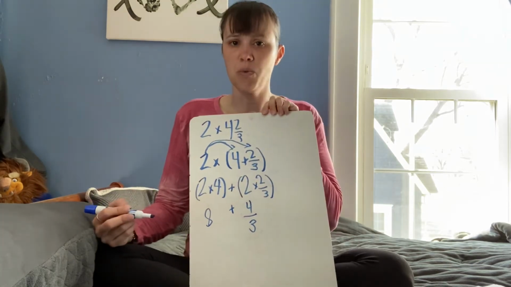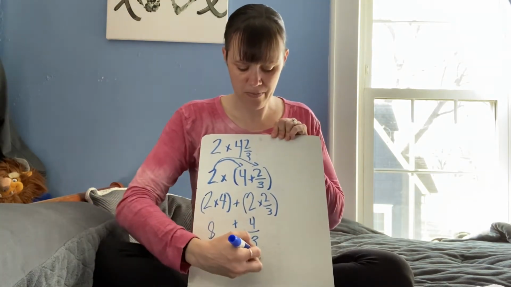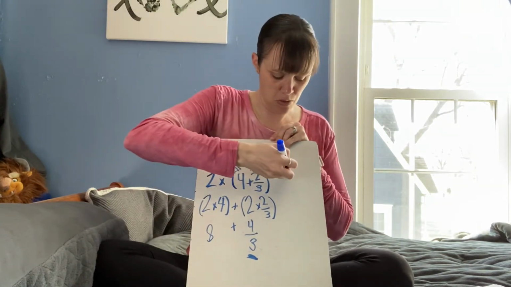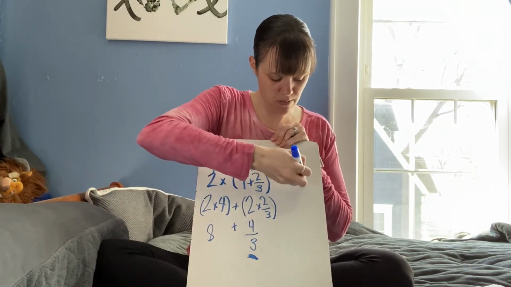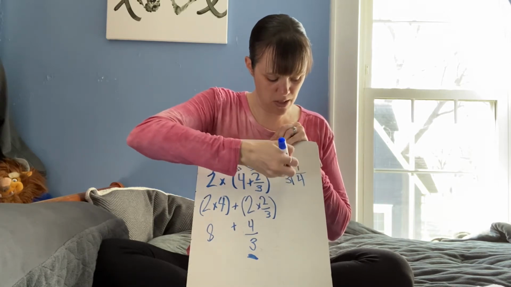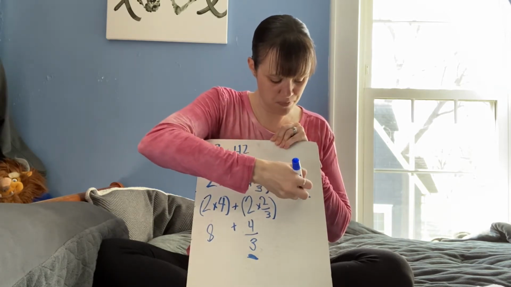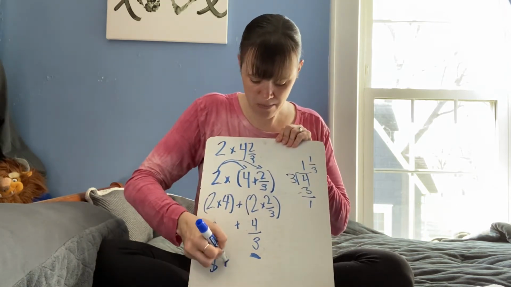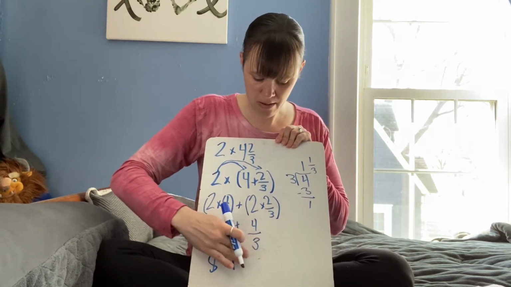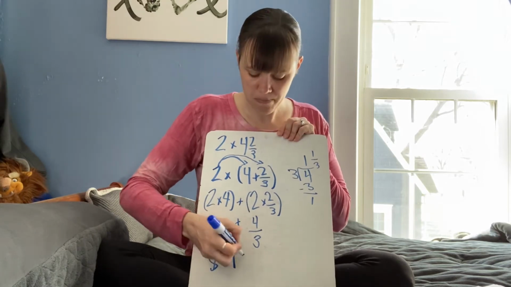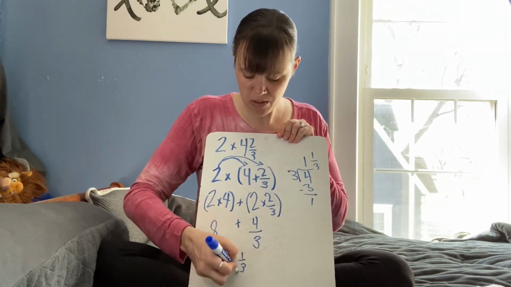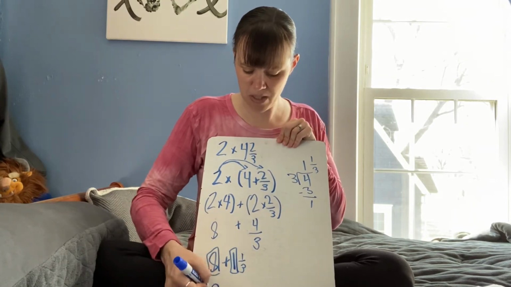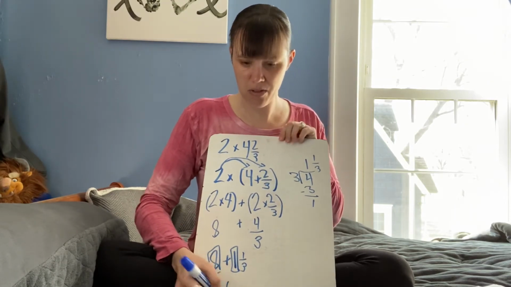So that looks really weird, doesn't it? This improper fraction, we need to make a mixed number now. So you probably already know this, but 3 into 4 once. 1 times 3 is 3. Subtract, we have 1/3. So this is saying 8 plus 1 1/3. To add these, you add the whole numbers. 8 plus 1 is 9, and 1/3.